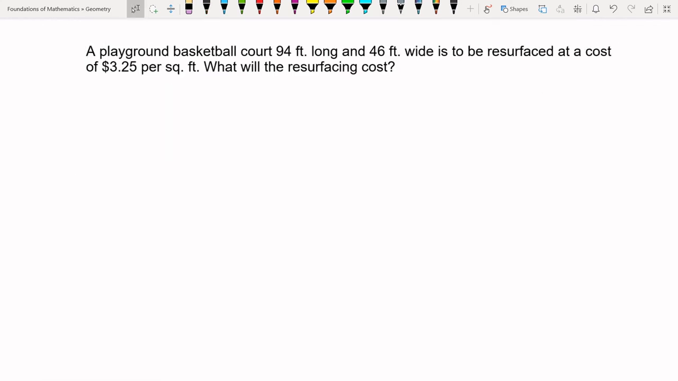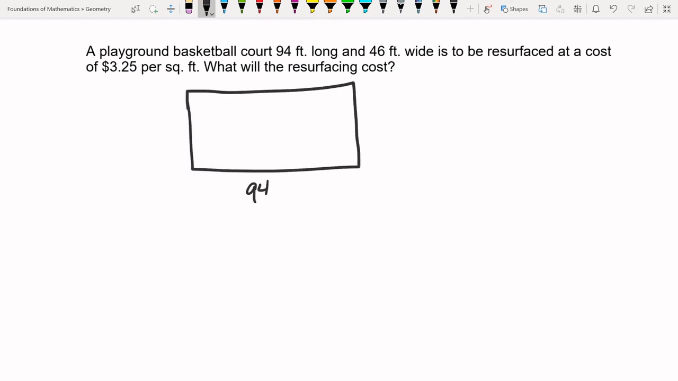All right, last one. We have a playground basketball court that is 94 feet long and 46 feet wide. I like to draw pictures whenever possible. It tends to help out in the long run when you get used to visualizing what they're talking about. So this court is being resurfaced at a cost of $3.25 per square foot. What is the resurfacing cost?